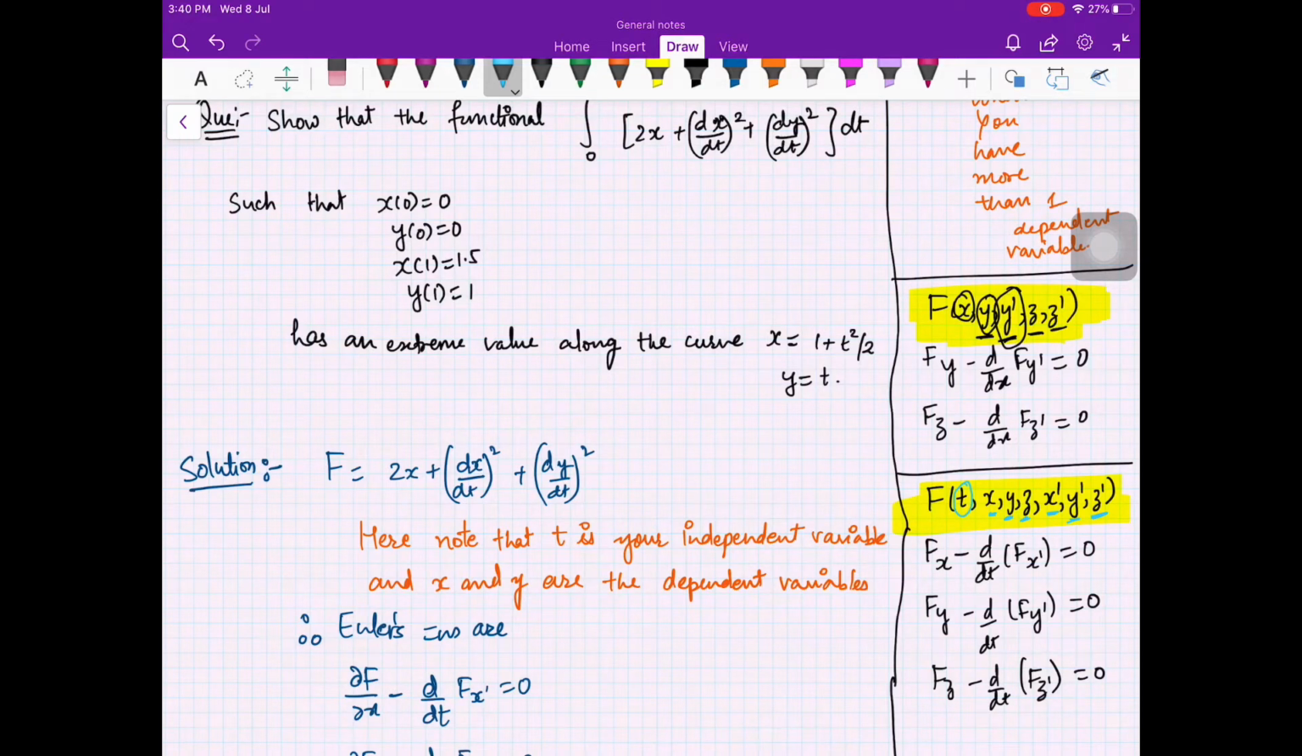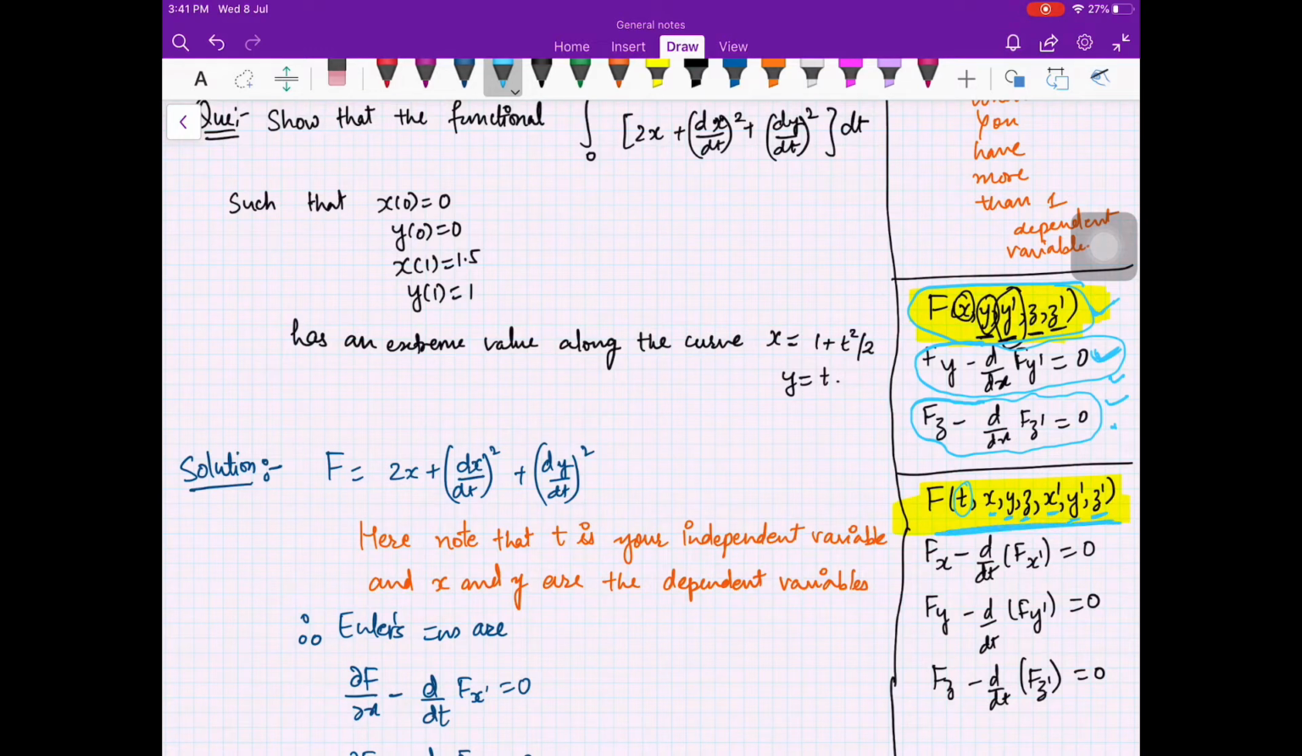Here, if you have only two dependent variables, then corresponding to each dependent variable you will write an Euler-Lagrange equation. For example, y is the dependent variable, this is the corresponding Euler-Lagrange equation, which we have already studied in the last video. And z is the dependent variable, so this is the corresponding Euler-Lagrange equation. So here we will have two simultaneous equations which we have to solve. When you have two dependent variables, you will have two equations to solve.